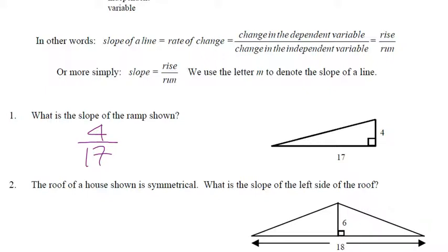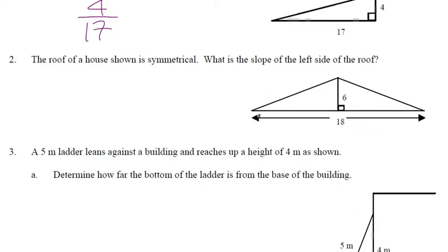The roof of a house shown is symmetrical. What is the slope of the left side of the roof? So let's express it: 6/9, which is equal to 2/3. 2/3.